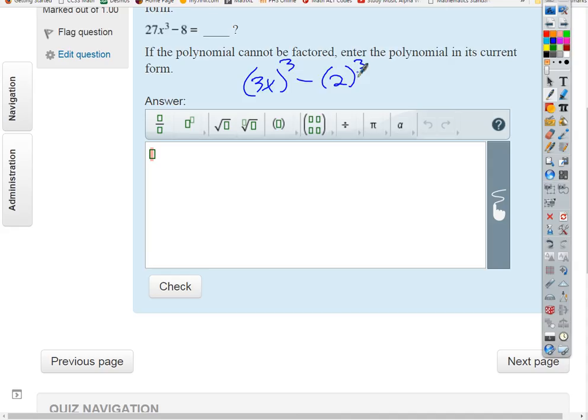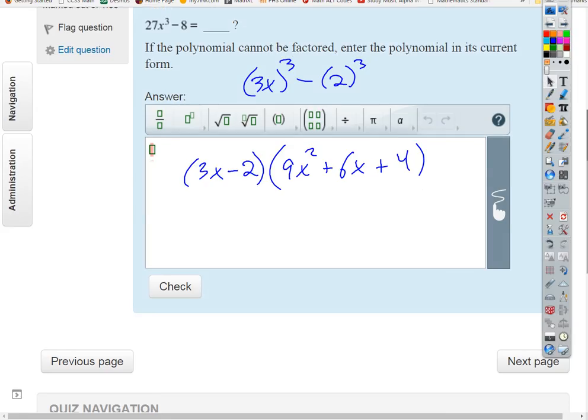So what's the pattern for a difference of cubes? A minus B, because that's a minus, the small factor gets the minus. So A minus B times, what's A squared? That's A. What's that squared? Good. 9x squared plus AB plus B squared. Right? Okay.